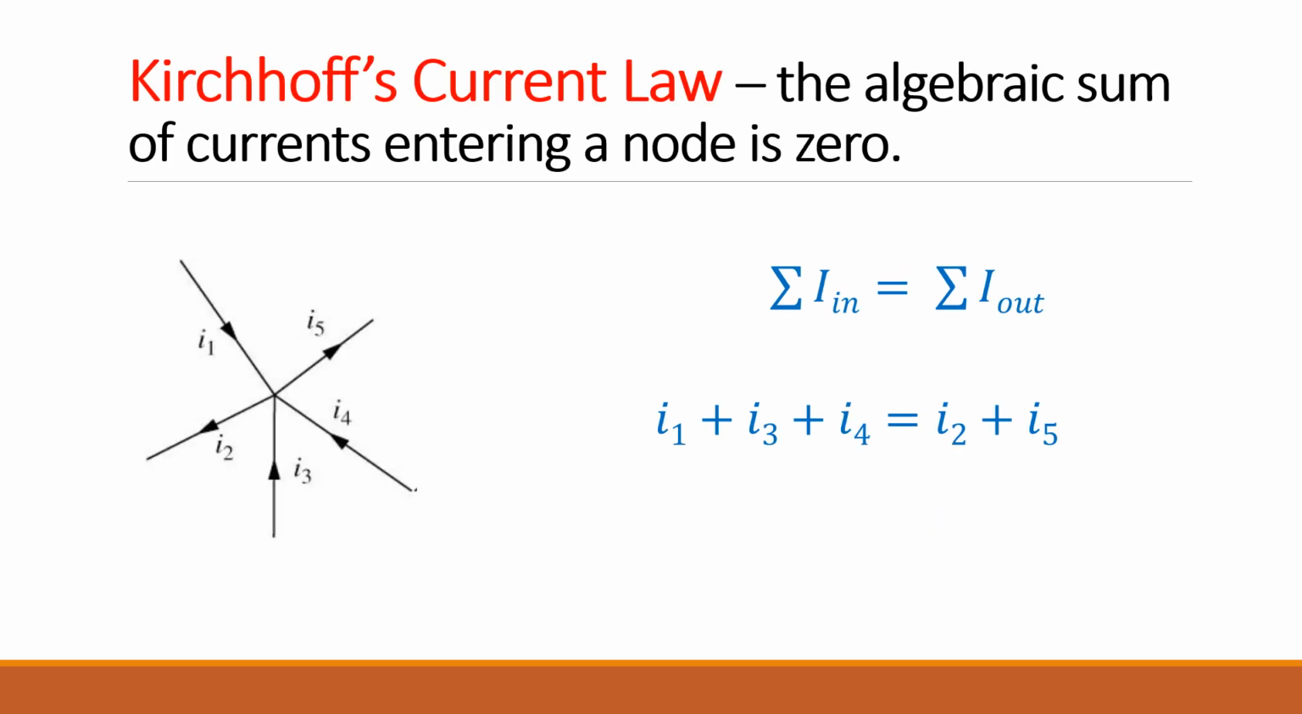Kirchhoff's current law says the algebraic sum of the currents entering a node is zero. That means whatever the current coming into the node equals the current going out from the node. So if you look at this example, you can see I1 is coming in, and I3 is coming in, and I4 is coming in. So when you add these three together, that will be equal to whatever the current going out, which is I4, I5 and I2. So we can say I1 plus I3 plus I4 is equal to I2 plus I5.